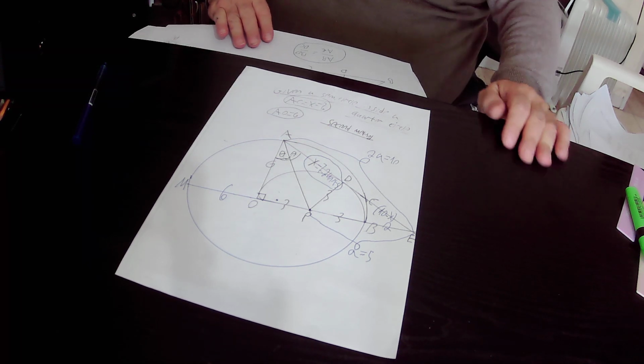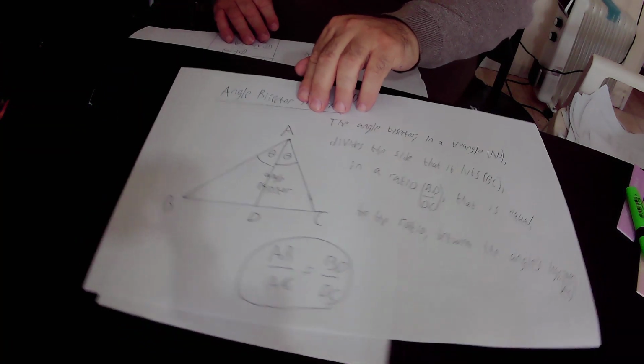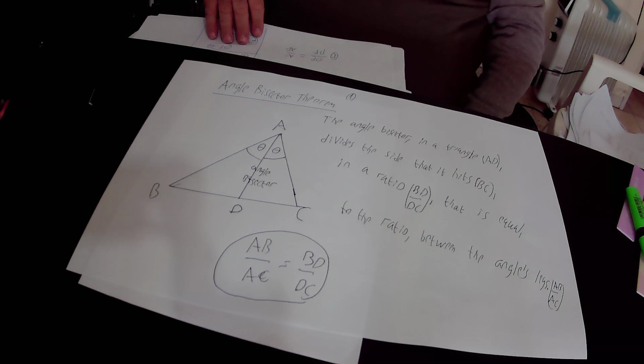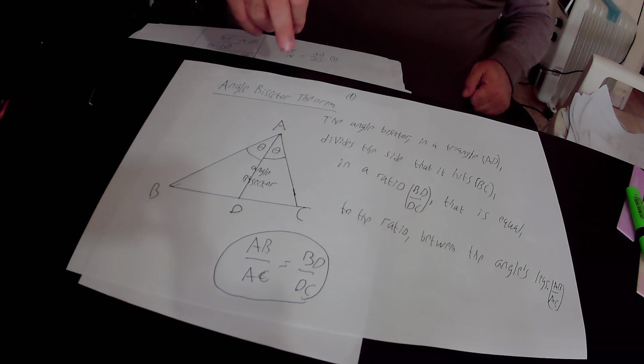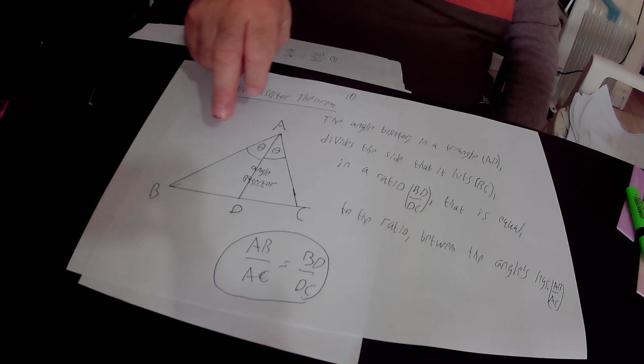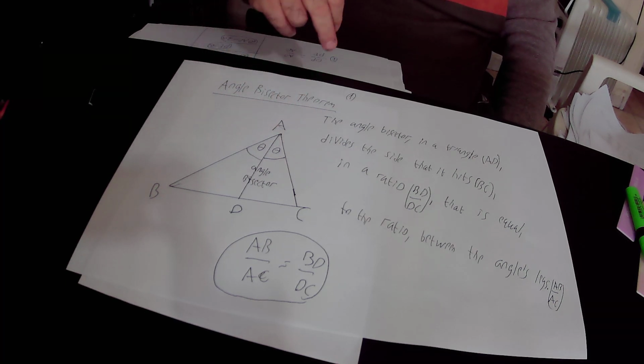So what is the angle bisector theorem? The angle bisector theorem says that if we have this triangle ABC, which could be any triangle, and AD is the angle bisector. Why is AD the angle bisector? Because it divides angle BAC into 2 halves. Each half equals theta. Therefore, AD is the angle bisector of triangle ABC.